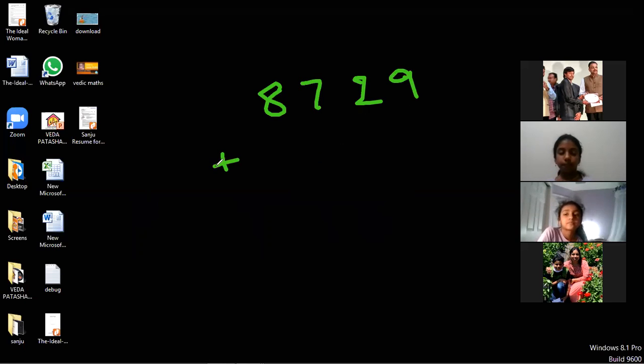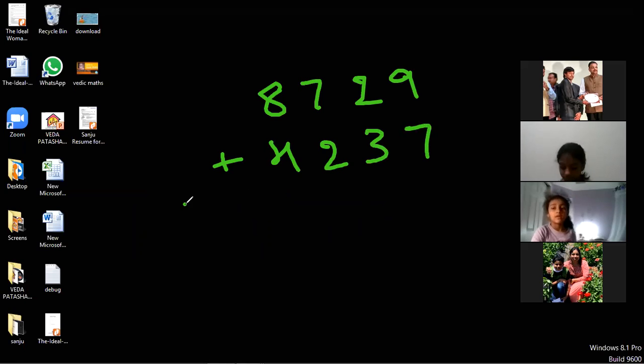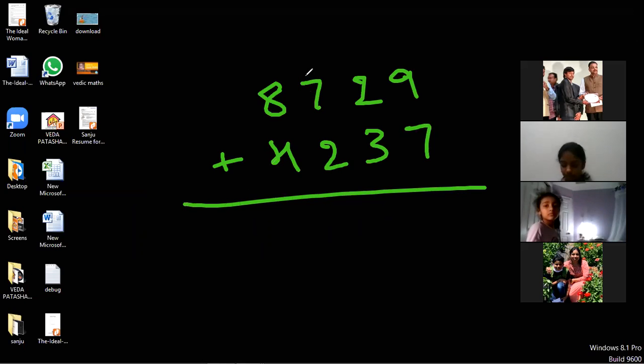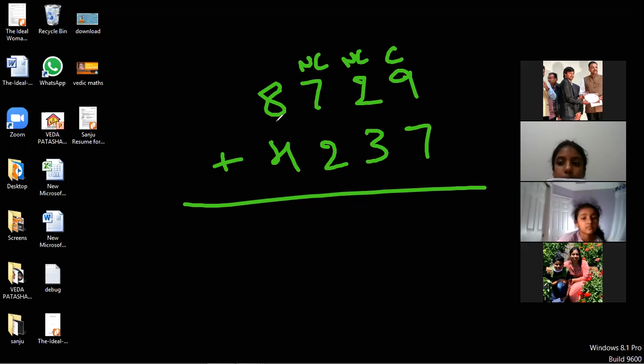8729 plus 400 and 237. You see, except for the first pair, you write C and NC for your understanding only. Mention C and NC on top of each and every pair for 5 to 10 problems. After that it is not necessary, because by seeing the pair itself you can identify whether it is carry or non-carry. So here it is non-carry. It is also non-carry. It is only carry.